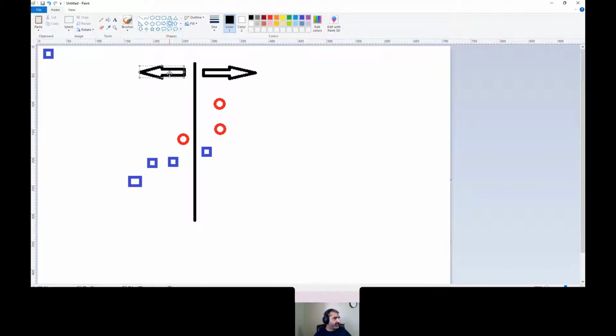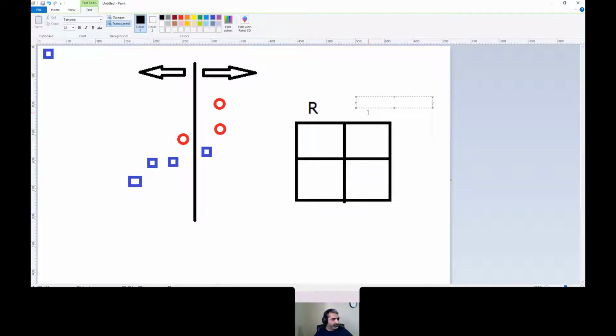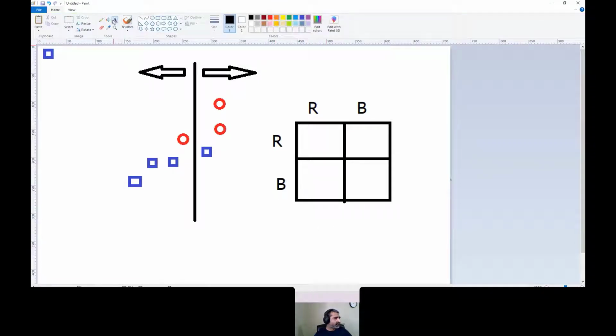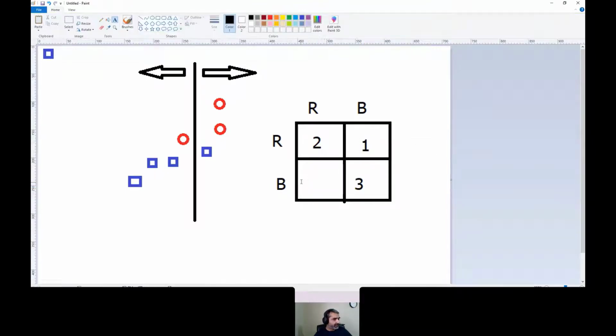Can you tell me how many mistakes this classifier is making? Exactly, two mistakes. For red class, it is making 1 mistake, and for blue class, it is making 1 mistake. In case of the confusion matrix, can you help me fill it up? Red and blue are the predictions, and these are the true values. How many reds are correctly classified? 2 over 3. We just count the numbers. And how many blues are correctly classified? 3. And how many blues are incorrectly classified? 1. And how many reds are incorrectly classified as blue? 1. This is our confusion matrix.